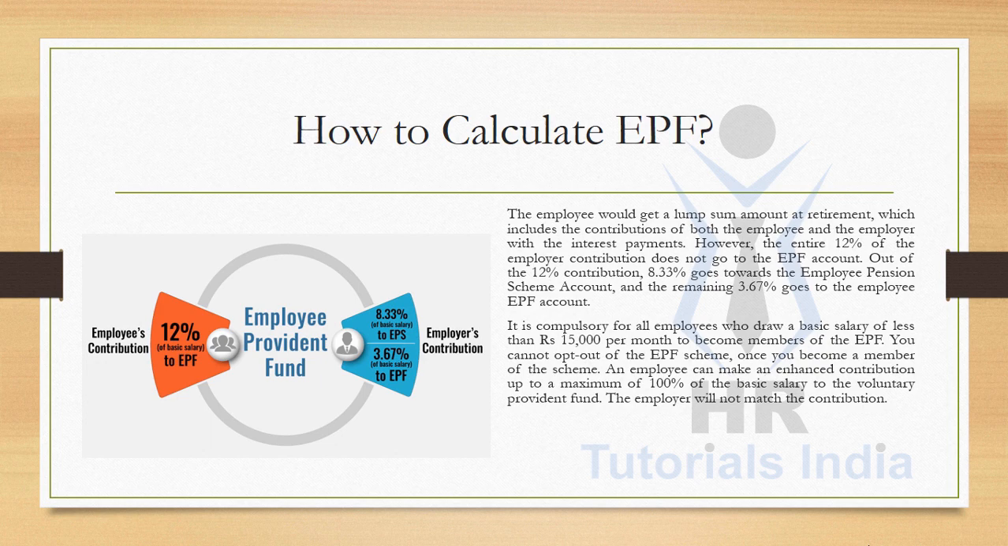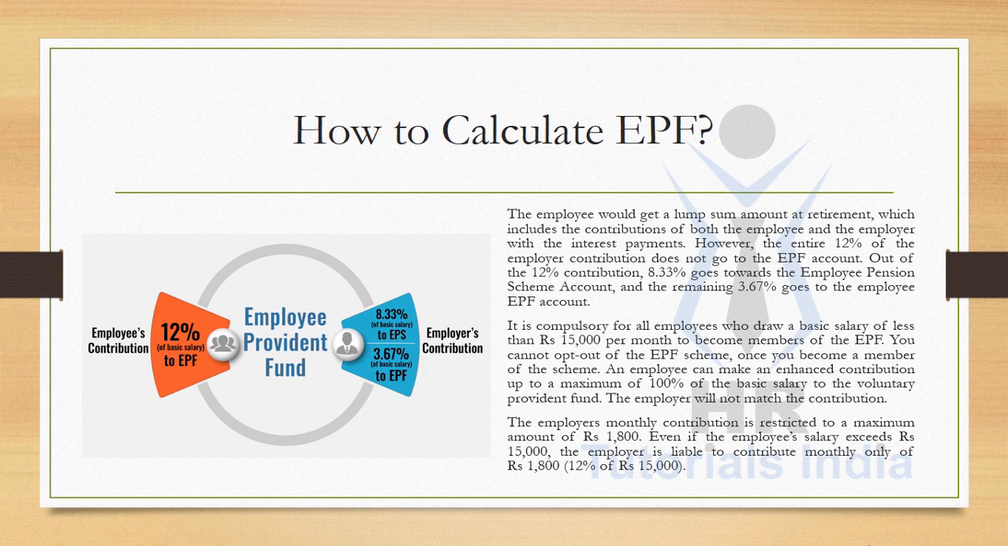Once the company gets registered under the EPF Act, it is mandatory that all the employees who draw a basic salary of less than 15,000 per month become a member of the EPF account, and an employee who has registered under the EPF account cannot opt out. There is an advantage for an employee to enhance his or her contribution up to 100% of the basic salary towards the voluntary provident fund. But it is not mandatory that the employer should match this voluntary provident fund contribution, which means 12% of the basic salary is the maximum an employer needs to pay to the EPF contribution.